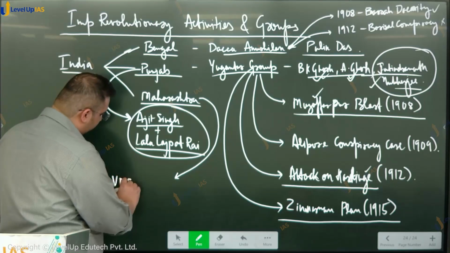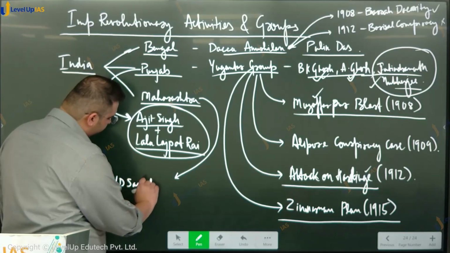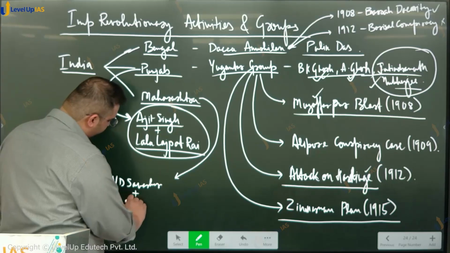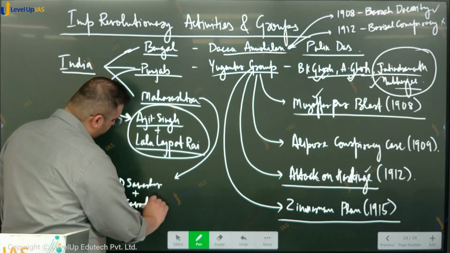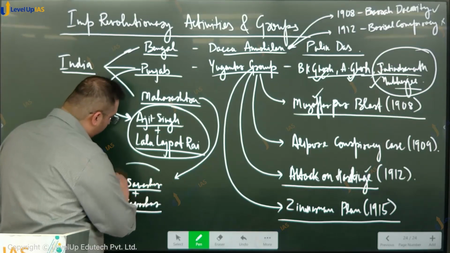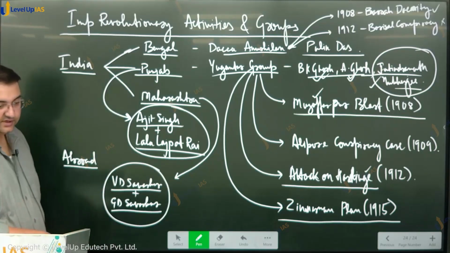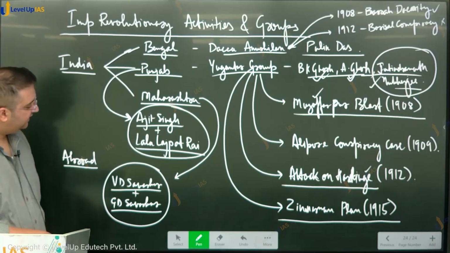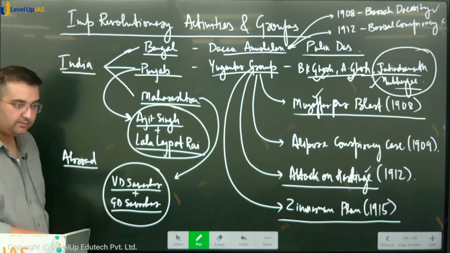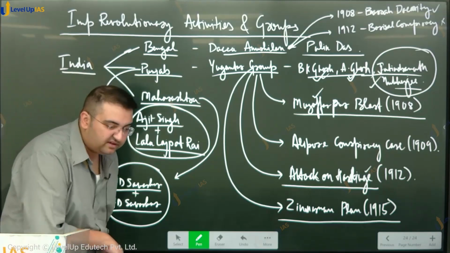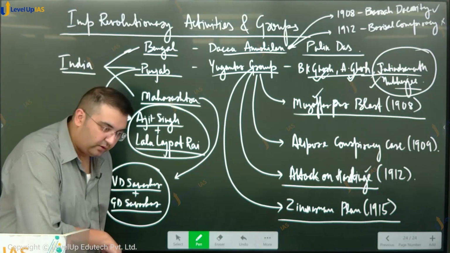V.D. Savarkar and his brother G.D. Savarkar emerged as prominent organizers of revolutionaries. कई सारे revolutionaries थे, उनको common platform पे लाने का काम इनका था. They created two revolutionary organizations. The earlier one, Mitra Mela, in 1899, which was renamed as Abhinav Bharat in 1904.